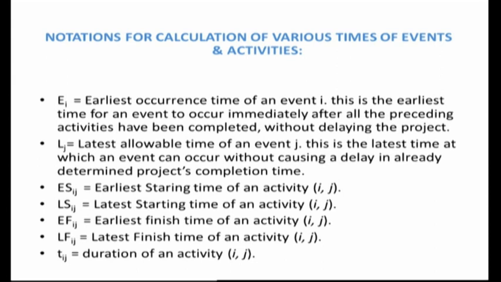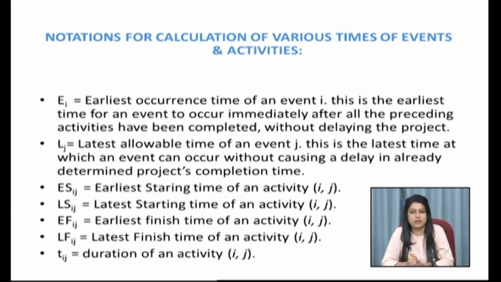First, let us have a look at the different notations for calculation of various times of events and activities. EI stands for earliest occurrence time of an event I. This is the earliest time for an event to occur immediately after all the preceding activities have been completed and we make sure that it does not delay the project. Next we have LJ, which stands for the latest allowable time of an event J. This is the latest time at which an event can occur without causing a delay in the already determined project's completion time.